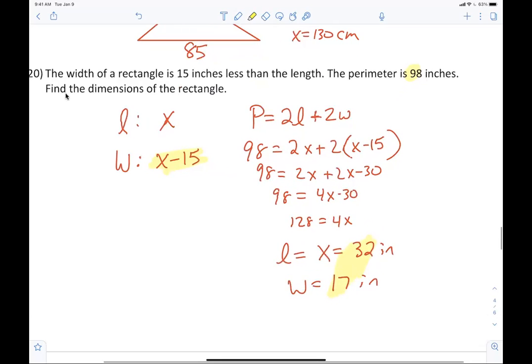The length is 2 times L. What is L? X. 2 times X.